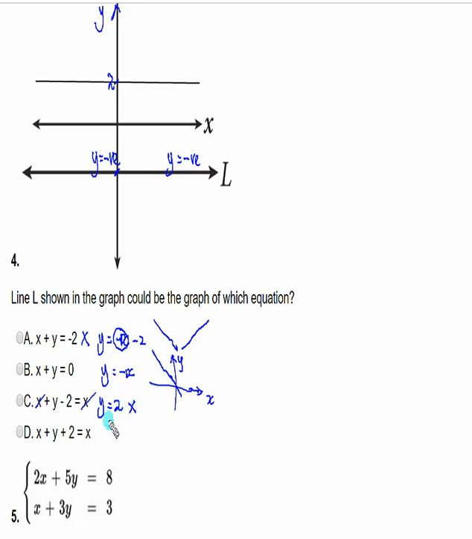Okay. Now let's look at this. If you cancel this off, then when you bring the 2 over to there, it becomes minus 2. Okay, so y equal to minus 2 is this. So this will be the answer.